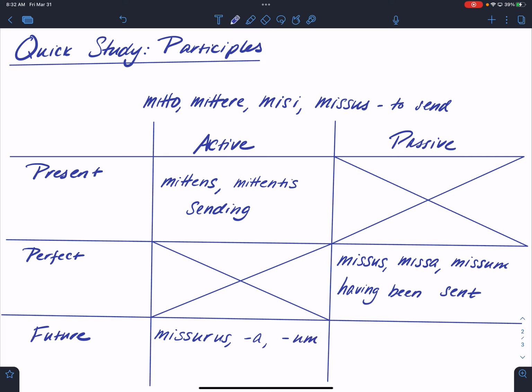For lack of space, I'm just going to abbreviate here. Missurus, missura, missurum. Essentially it's the fourth principal part, but there's a UR thrown in there. The way you would translate this is "about to send." This is a very basic translation though, which you'll see.